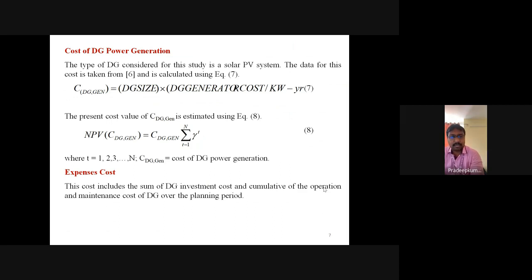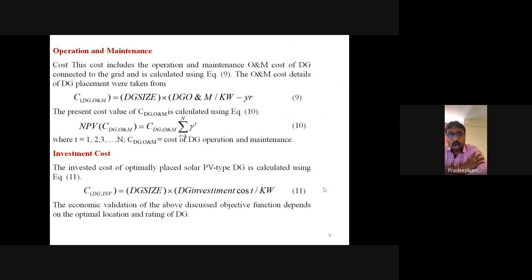Next parameter is expenses cost. This cost includes the sum of DG investment cost and cumulative of the operation and maintenance cost of DG over the period. Now, the next parameter is operation and maintenance cost. This cost includes the operation and maintenance of DG connected to the grid and is calculated by using the equation. The operation and maintenance cost of DG is equal to DG size multiplied by DG operation and maintenance cost per kilowatt in a period.